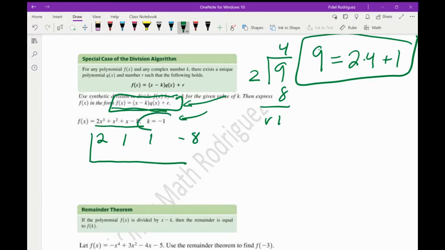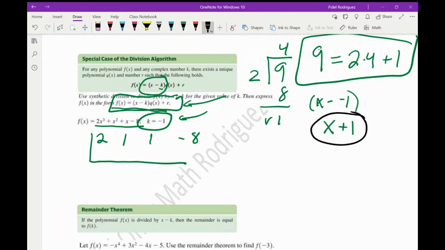Now, I want you to notice something here. Do you see how this is in the form k is equal to -1? And if you come back and look at this part right here, if I were to fill in that number -1 in here, I would have x minus a -1, which would be an x plus 1, right? So in essence, guys, what I'm doing is I'm dividing this by x plus 1.